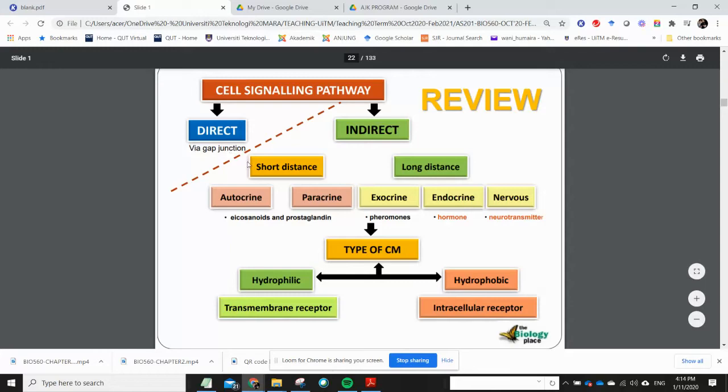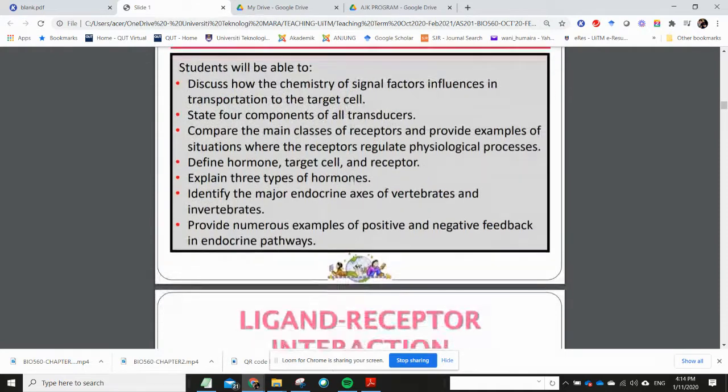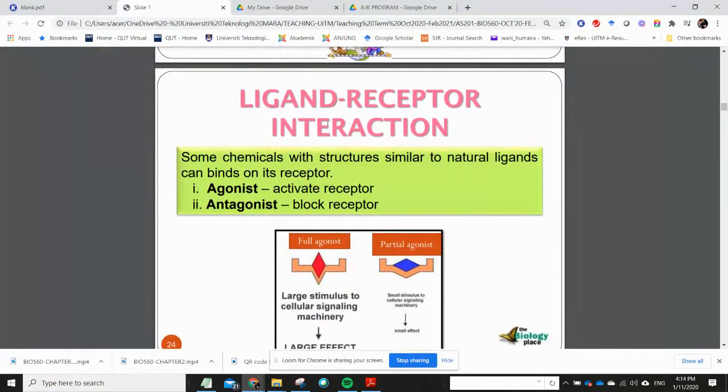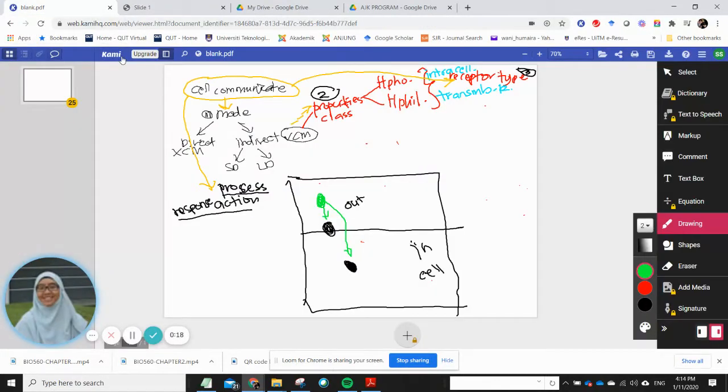Okay, let's continue on the recording of chapter 2, animal physiology. Okay. So next is ligand receptor interaction. So now we enter the process of cellular communication. Okay, I have revised my map just now.